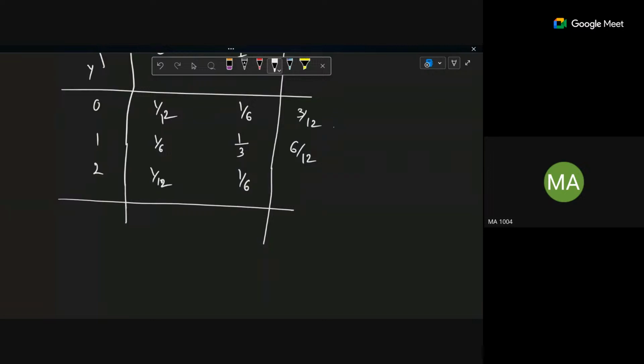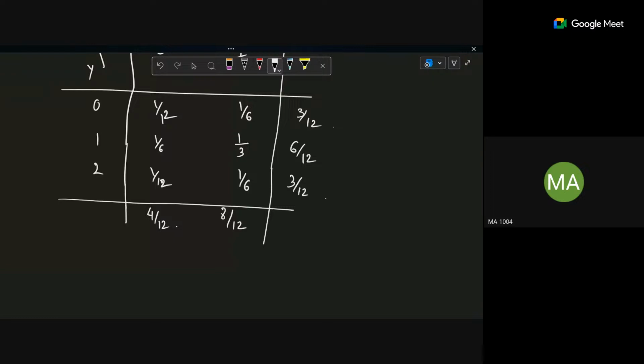Is it fine for everyone, or should I not do that? Okay. For the last one again 3 by 12, right? Here what will it be? 4 by 12. And here it will be 8 by 12. Okay, fine.